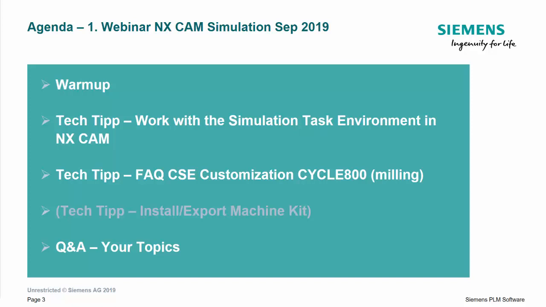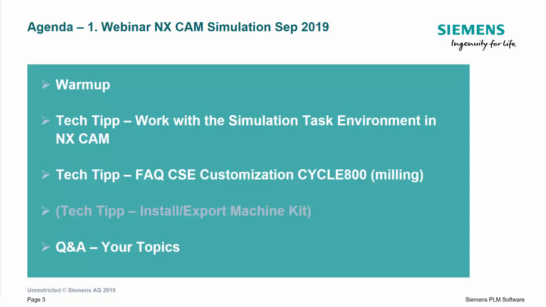The next thing is more of an advanced topic, especially for people doing CSE customization. I very often get the same questions about the Cycle 800 customization. For example, the tooltip is in the wrong position after the axis rotates, or I'm getting an alarm message. There I have started an FAQ and will give you some tips and tricks on how you can solve your problems for the Cycle 800 customization.